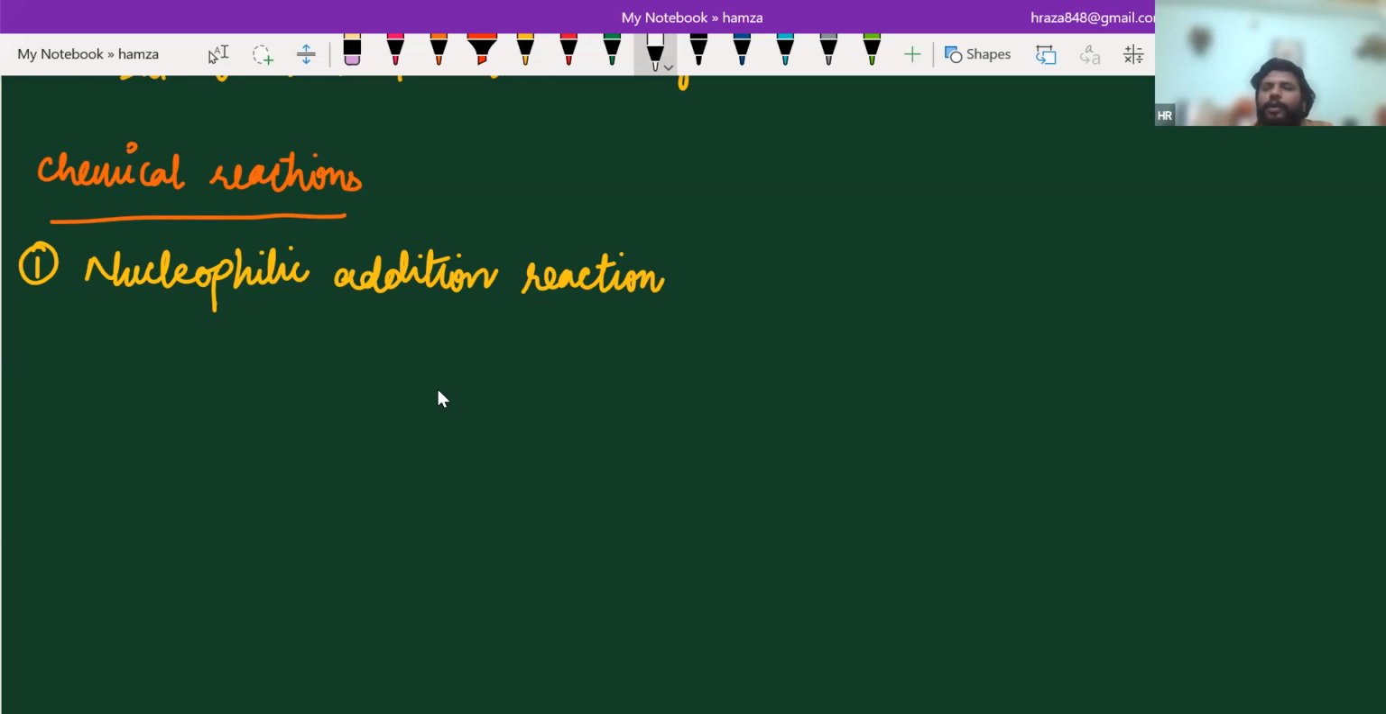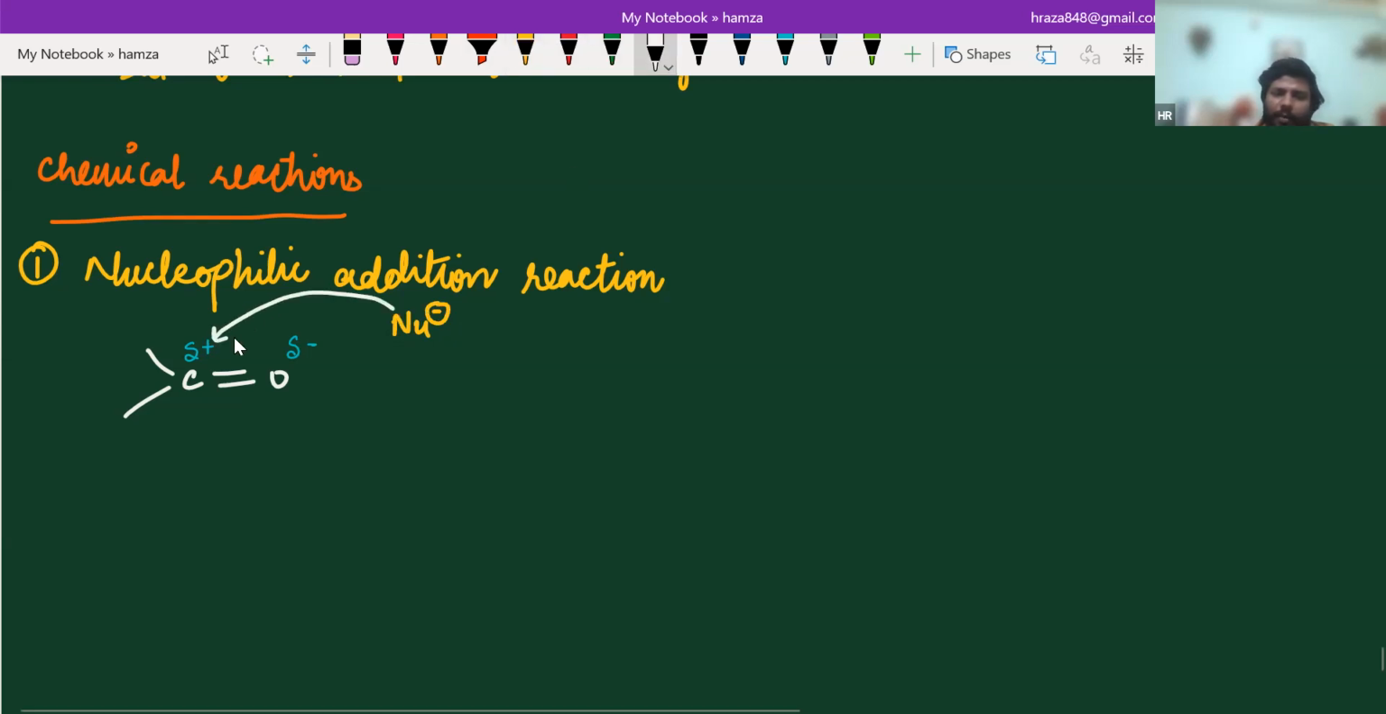In the nucleophilic addition reaction, we have a carbonyl compound, either aldehyde or ketone. Oxygen is more electronegative. What will it do? It will take electron from carbon, so it will have delta negative and carbon will have delta positive charge. This is the electrophilic center, the electron deficient center. If a nucleophile is present, that nucleophile will attack here. Are you getting my point?